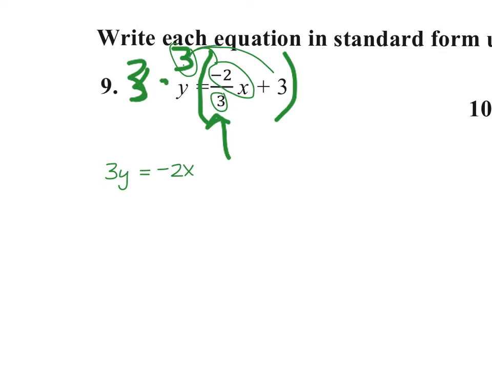But then you still have to distribute that 3 here. 3 times 3 is 9. So it's going to look like this. So here's where we are. We want standard form, so we want the x and y together. So we're going to add 2x to both sides, and we get 2x plus 3y equals 9.